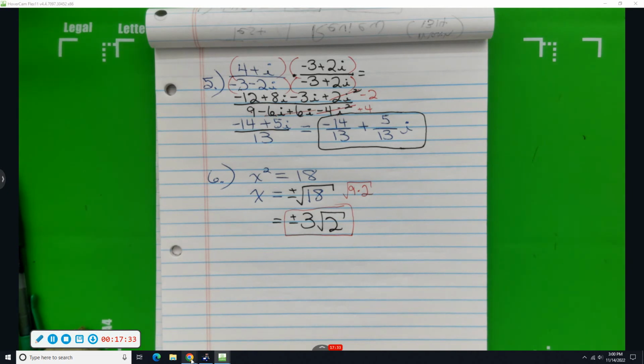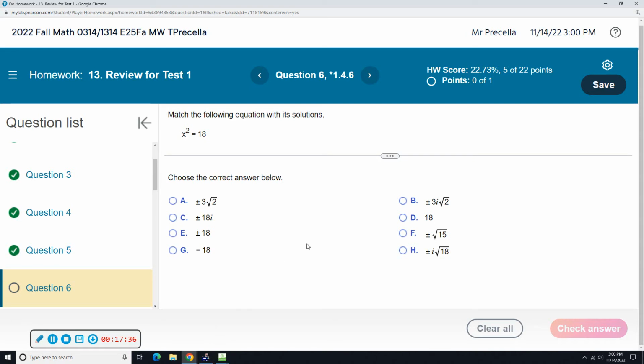Oh, wait a minute, this is multiple choice, isn't it? So we don't have to type it in. I think it's A, isn't it? Plus or minus 3 square roots of 2.